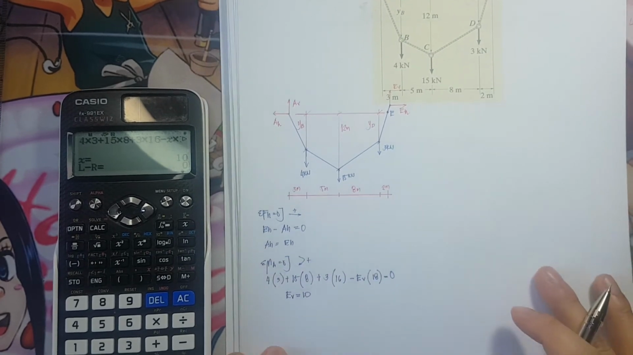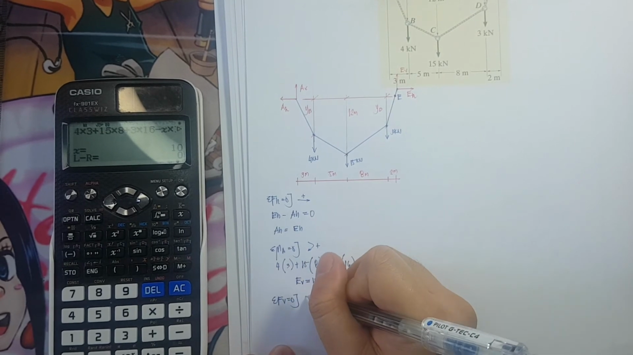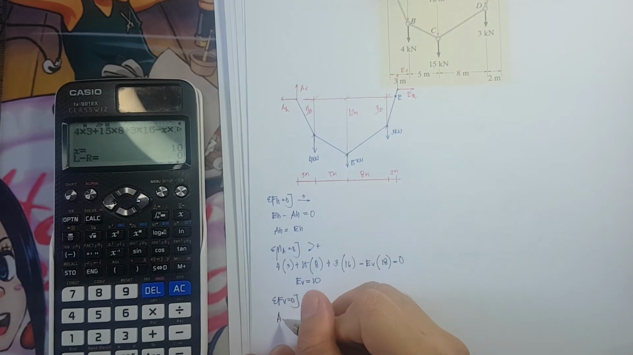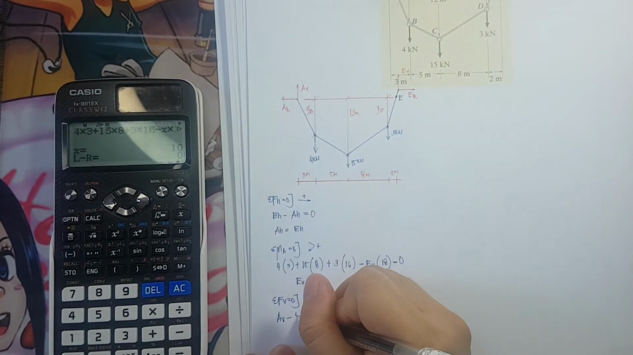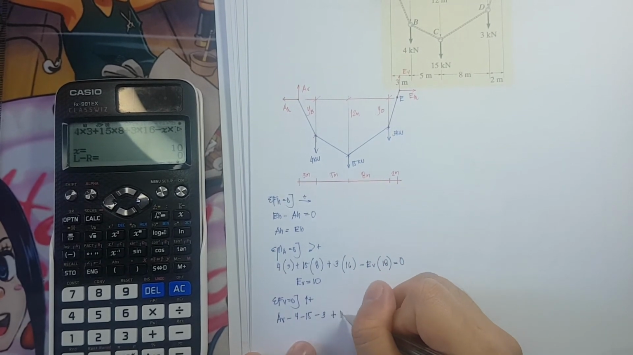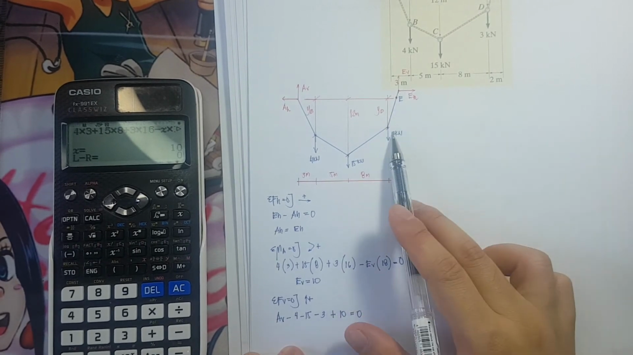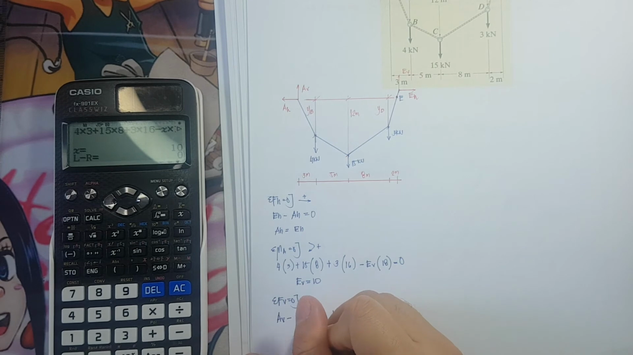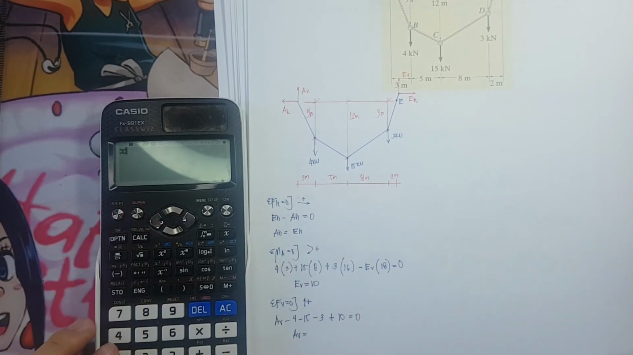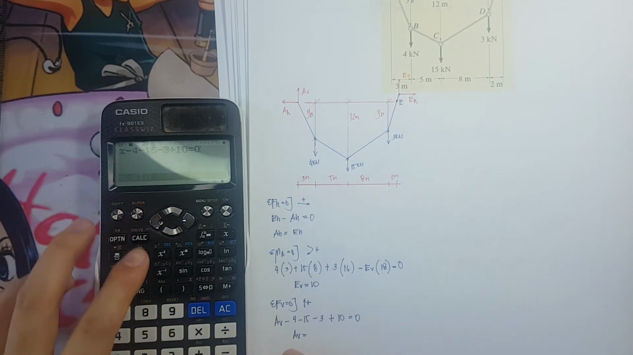Next, summation of forces vertical. Summation of forces vertical is equivalent to 0. All forces that are pointing upward should be positive. What are those forces? So we have A vertical minus 4 minus 15 minus 3 plus 10. And that is equivalent to 0. 1, 2, 3, 4, 5. A vertical therefore is equivalent to 12.